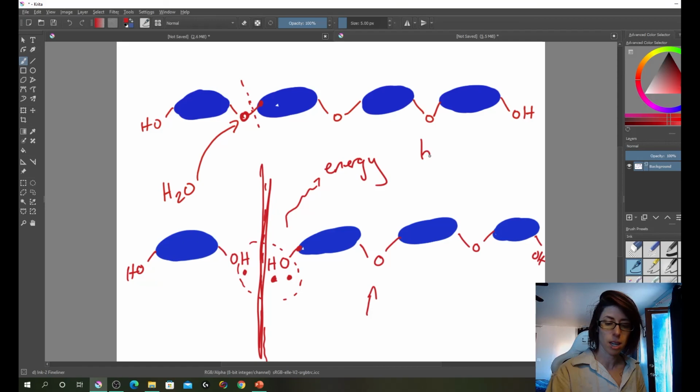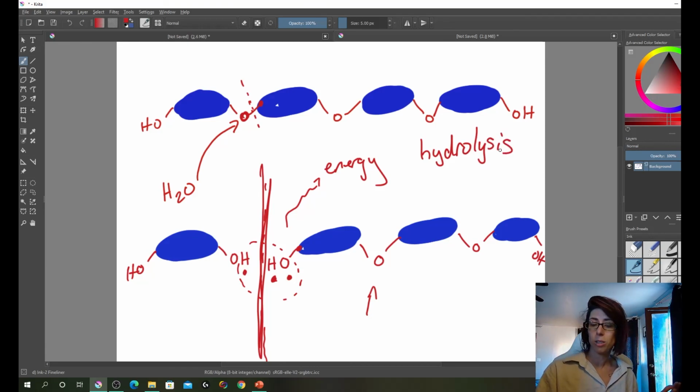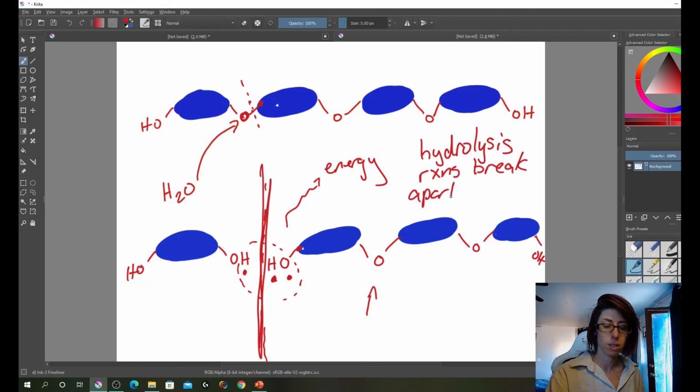This is hydrolysis. Lysis means to break. Hydro refers to water. So hydrolysis reactions break apart polymers by inserting water.